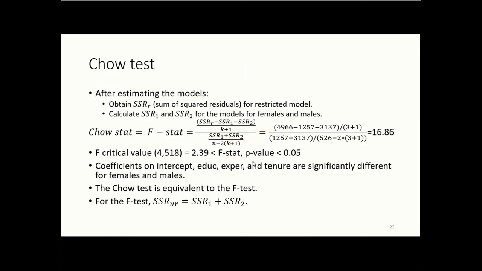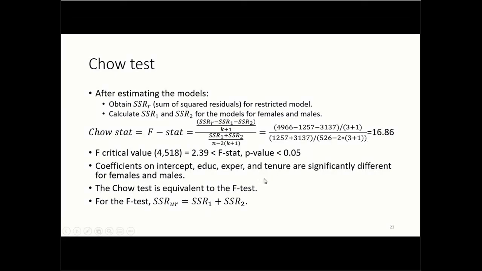After estimating the models, we would obtain the SSR for the restricted model. And then we would calculate the SSR, the sum of squared residuals, for models one and two. So these are for the models with males and females. And this is how the Chow test statistic would look, where instead of having the SSR for the unrestricted model, we would have these two SSRs summed up together. And here we would have these two SSRs summed up together. That's instead of the SSR for the unrestricted model. And here we have a little bit of modification of these degrees of freedom, but actually they're going to lead to exactly the same numbers. So if you look at these numbers here and here, they would actually be identical to the numbers of the F-test, and they will lead to exactly the same F-statistic. The critical value is the same, and the p-value is the same.